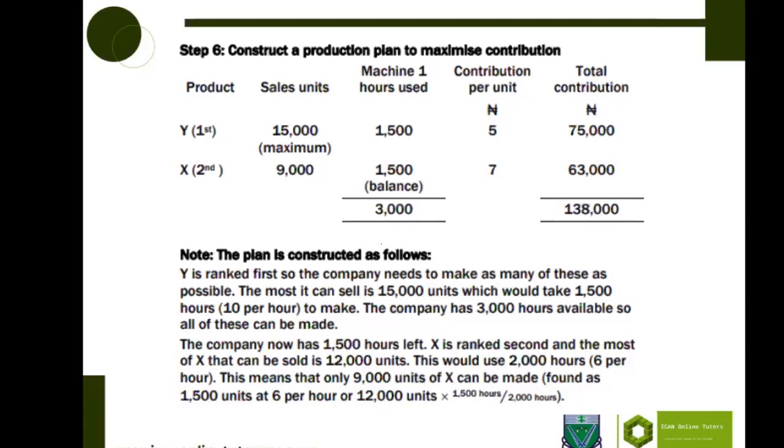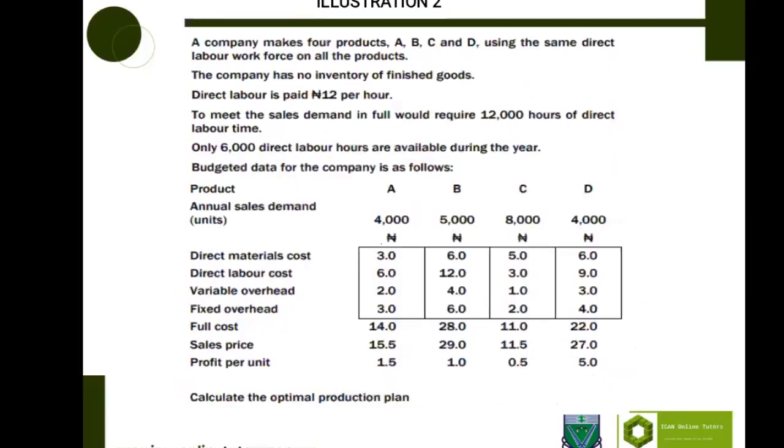So for product X, which is the second one in ranking, we have a sales unit of 9,000 units. And then we check the number of hours for machine 1 available, which was 3,000. So if we have given 1,500 hours to the first product, then the second product will make use of the remaining balance, which is 1,500, to multiply it with the contribution per unit of 7 naira per unit. So when this is multiplied, we have a total contribution of 63,000 naira. So adding both of them, we have 138,000 as total contribution.